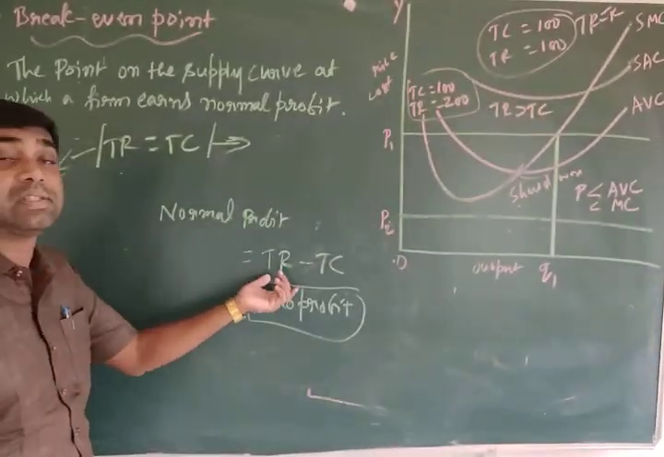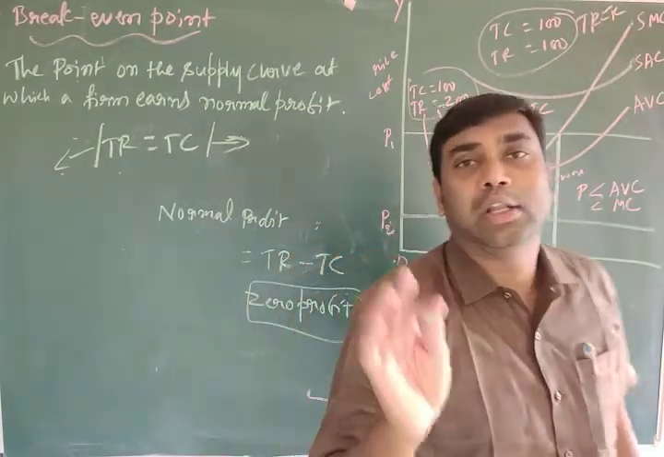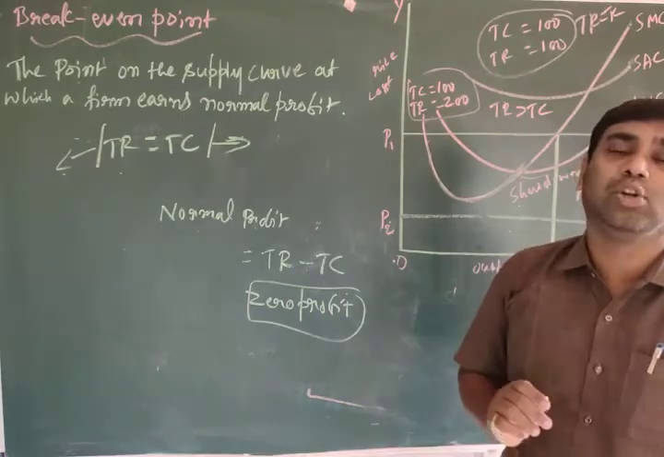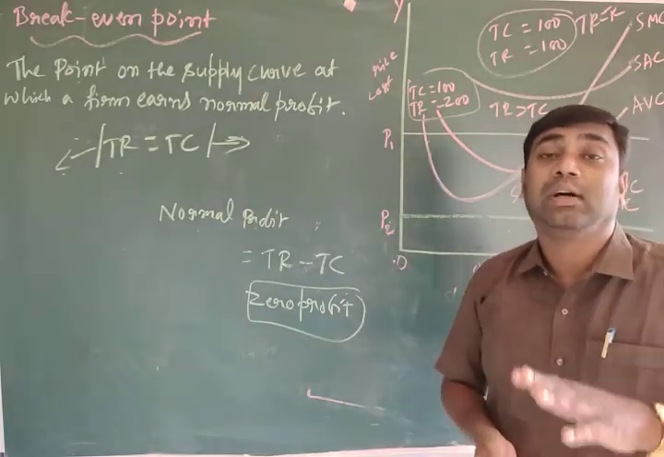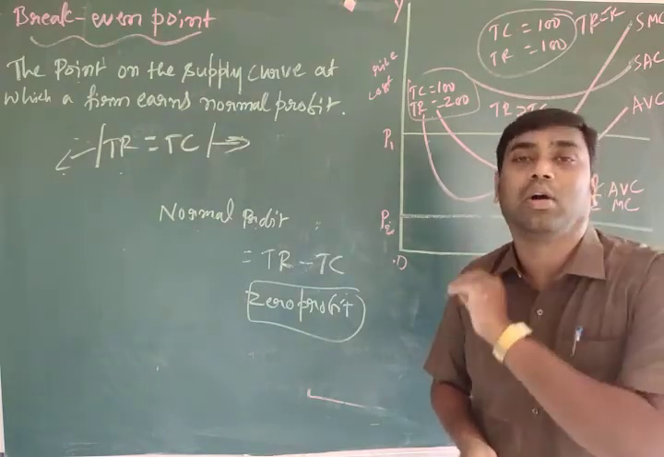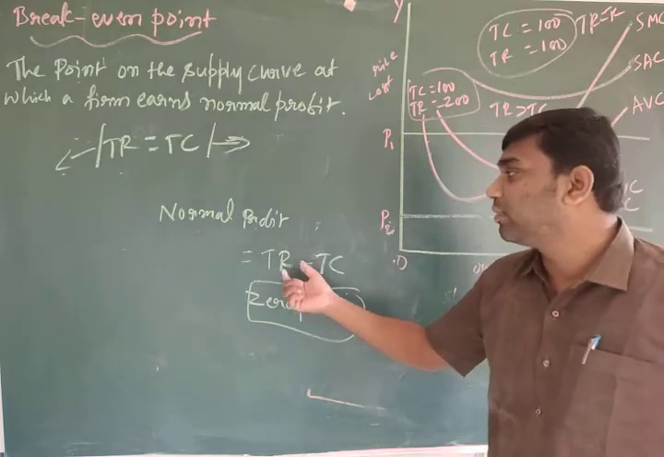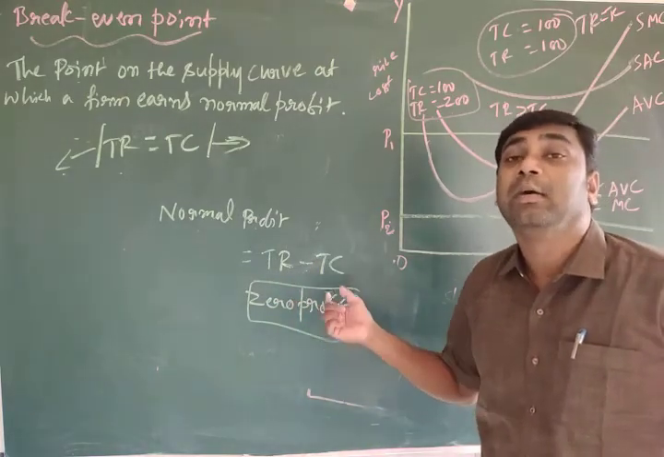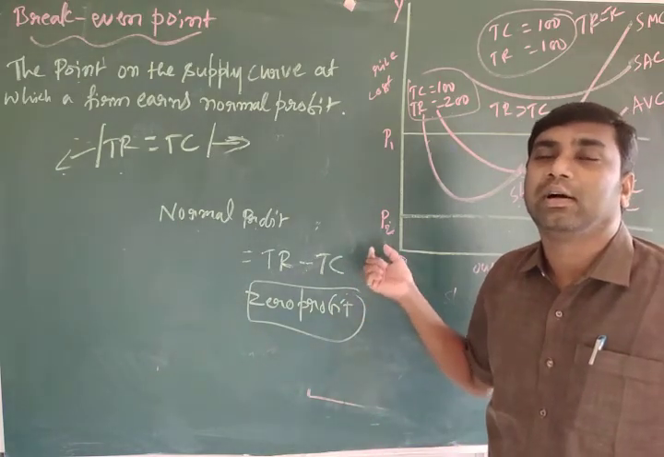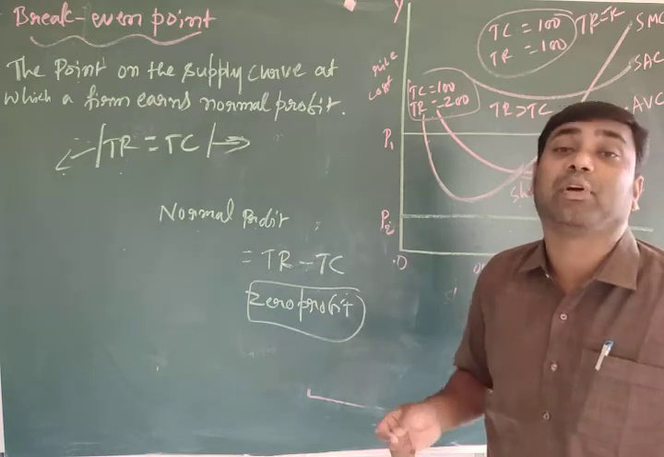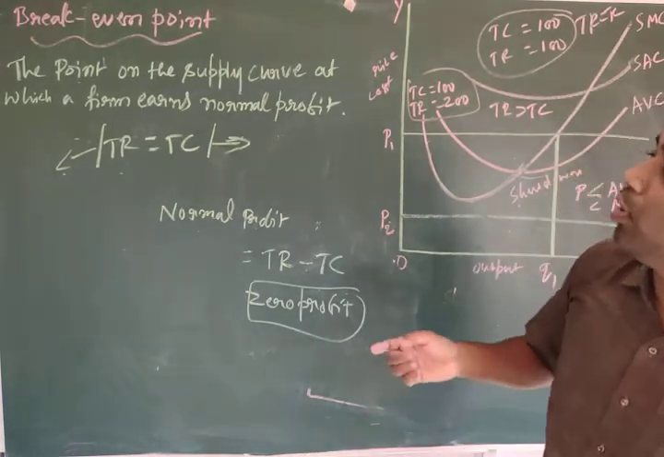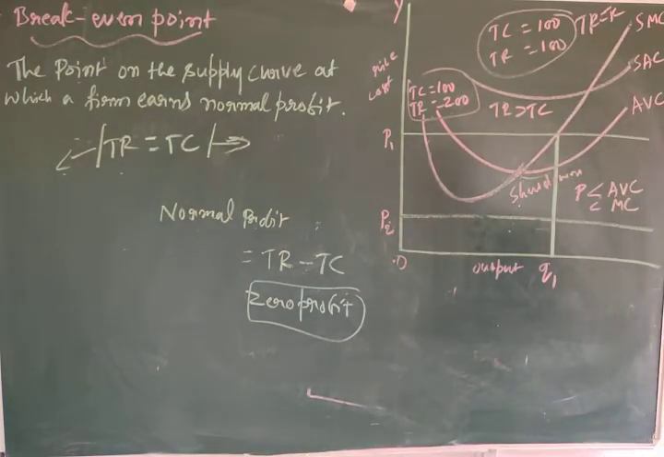Before that, what we discussed was TR minus TC. Don't forget, normal profit equals TR minus TC, so that is also called zero profit. Normal profit is nothing but the revenue earned by the firm being sufficient to cover all its costs. So normal profit equals TR minus TC. That means there was no extra profit. But here, the break-even point is the point on the supply curve at which a firm earns normal profit.